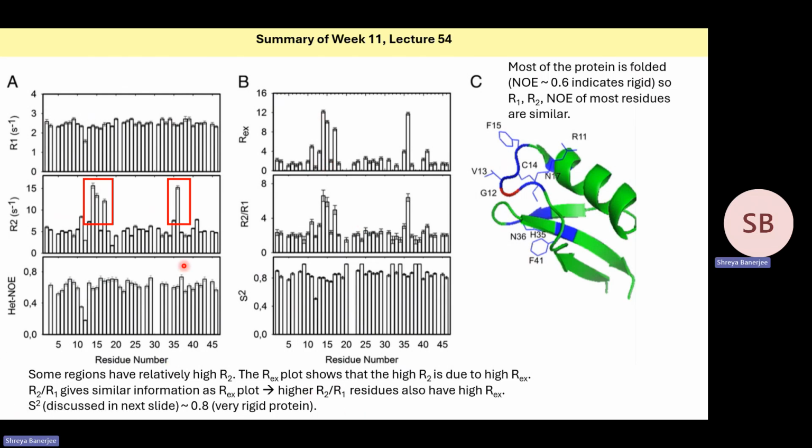There is also something called S squared. Instead of calculating the R exchange, another thing you can do is take the ratio of R2 by R1. The R2 by R1 plot gives the same information as the R exchange plot. You can see wherever R exchange is high, R2 by R1 is also high. So instead of separately doing another experiment to calculate R exchange, simply R2 by R1 can be used to get an idea of the exchanging protons. This sixth graph is a parameter called S squared. We will look at it in the coming slides.